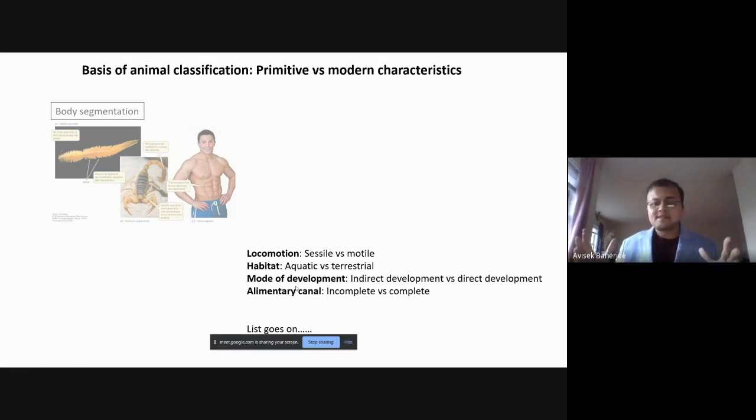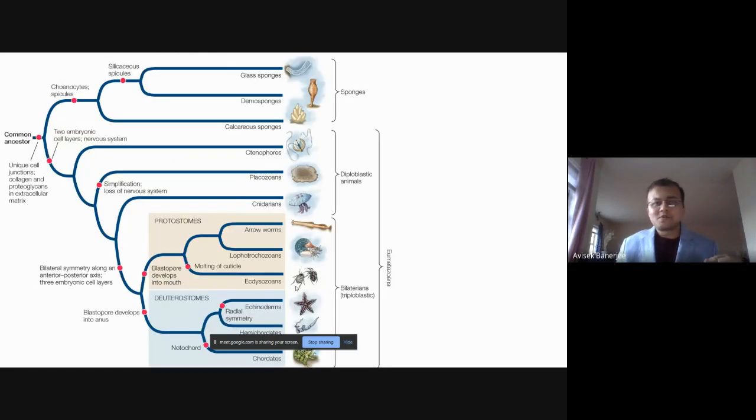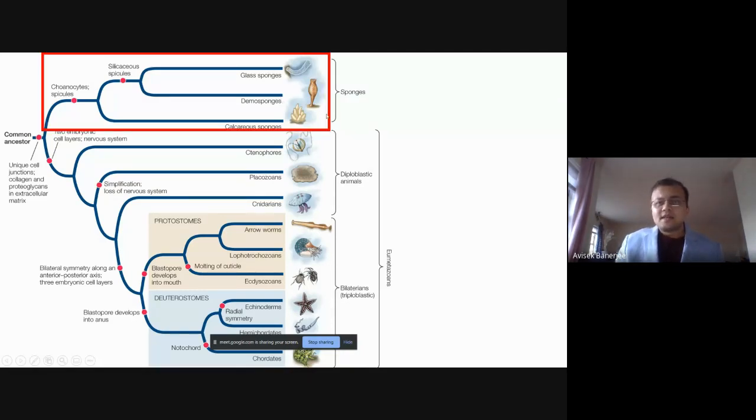And that's the basis how animals can be grouped together. And once they're grouped together, you get this phylogenetic tree. And so this is very simple, because today we are going to talk only about sponges. And so this group of animals is very primitive compared to the rest of the group.